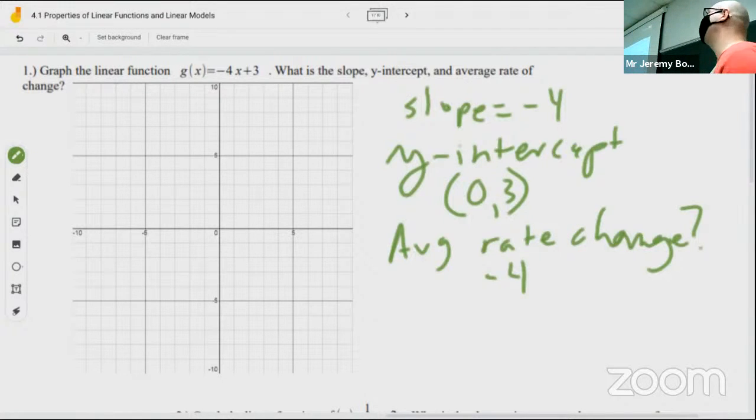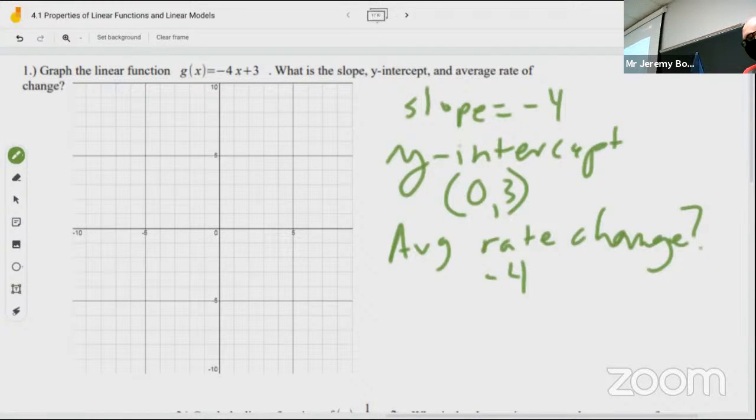Now, the average rate of change for a linear function is pretty simple because linear functions have the same slope throughout. If you go on to higher math, you may be dealing with an average rate of change of a function that's more complex, and that's a little bit different. But for a linear function, it's just the slope because the slope doesn't change.